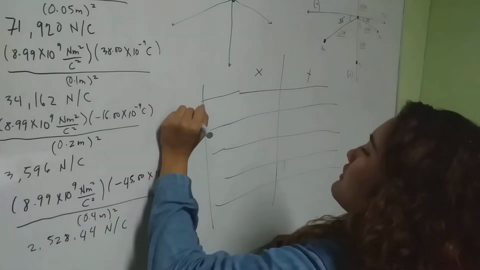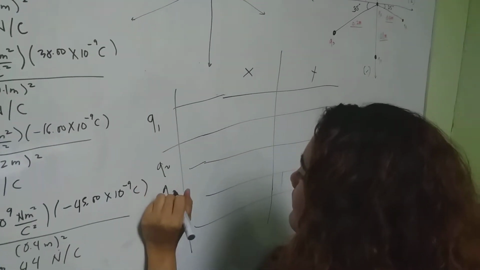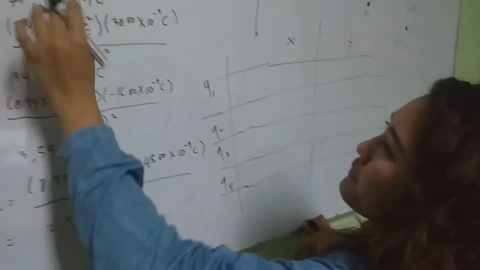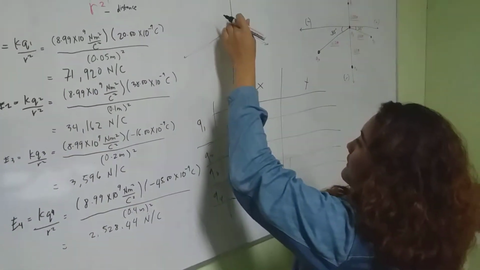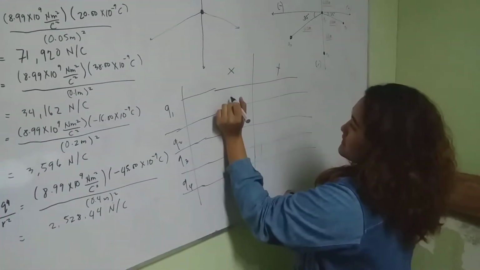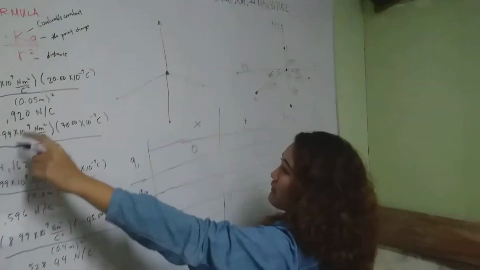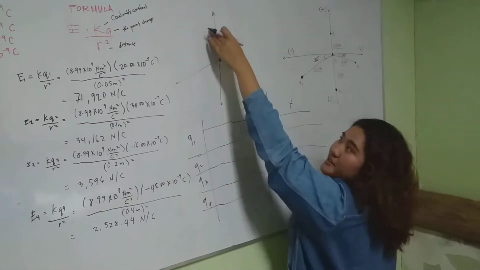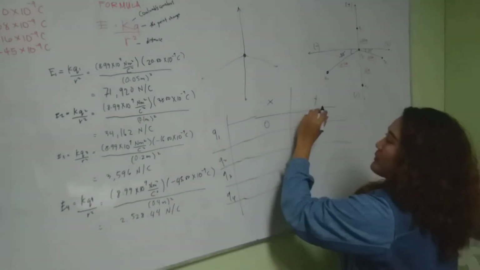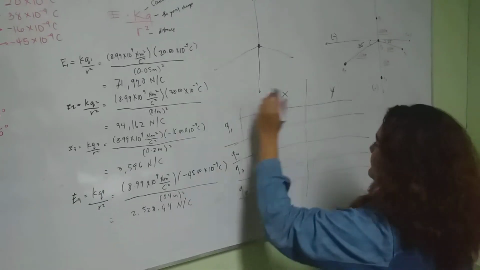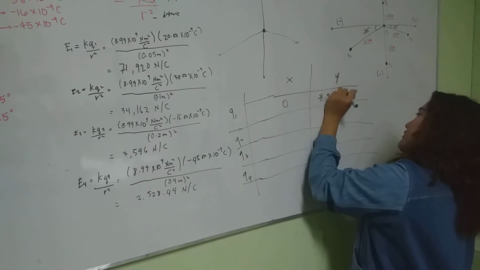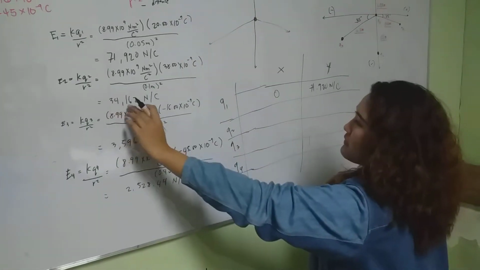So for Q1, Q2, Q3, and Q4. For Q1, we got 7 for Q1, it is in the y-axis. So our x-axis will be 0, and our y will be, since it is pointing at the positive y-axis, positive 71,920 newtons per coulomb.